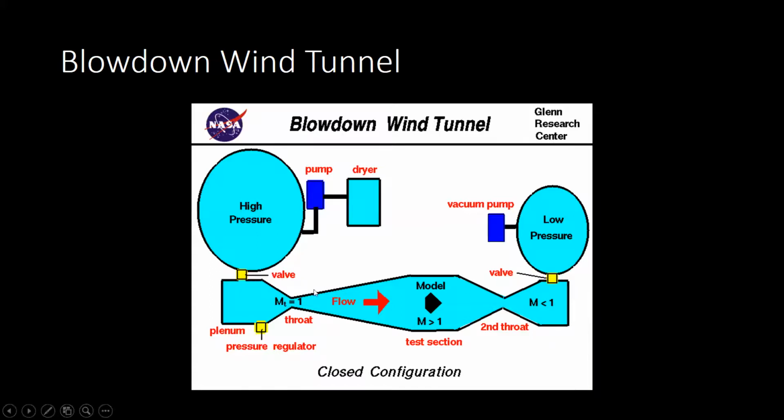And then the throat right here. I'll talk about both the throats and the test section right here. As the fluid reaches Mach 1 in the first throat, the cross-sectional area, like I said, increases to allow the built-up pressure and temperature and all that to help the fluid reach the test Mach number.